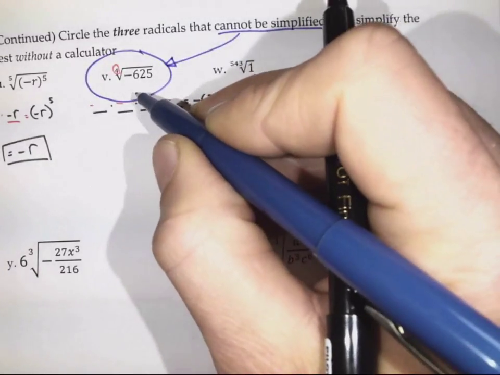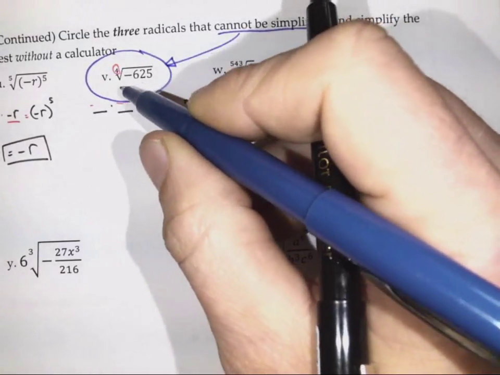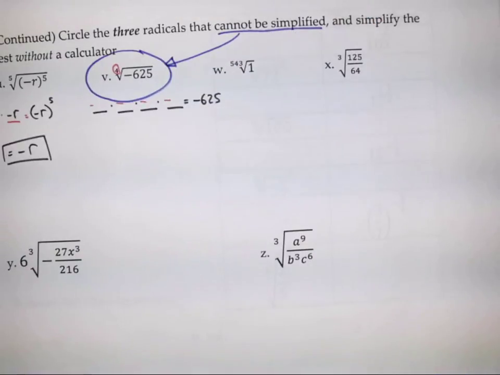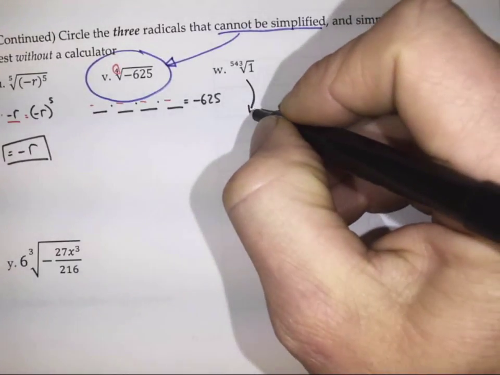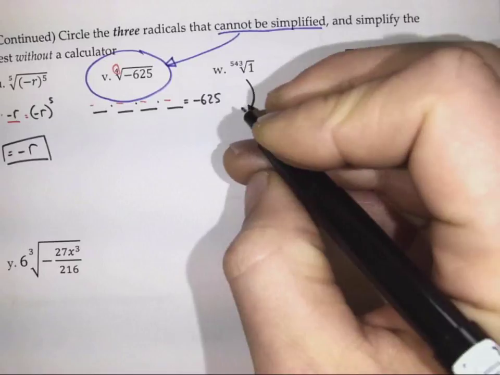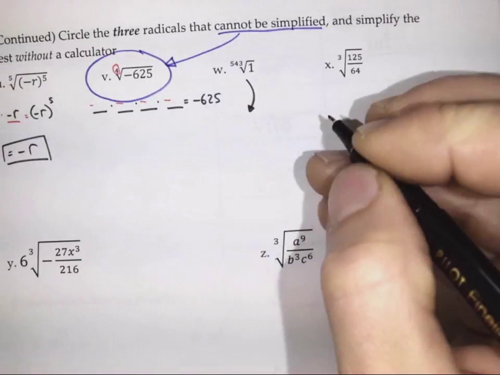Now, it actually can. We can use complex numbers to simplify that a little bit, but not in pre-calc 11. Okay, let's move on. Here we've got the 543rd root of 1.